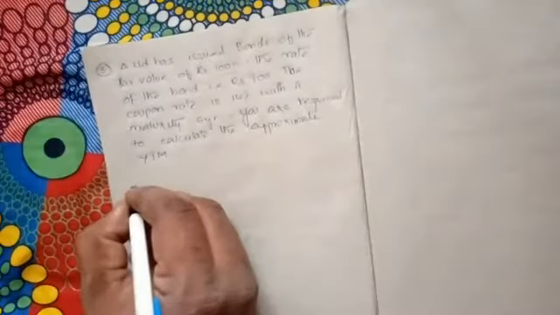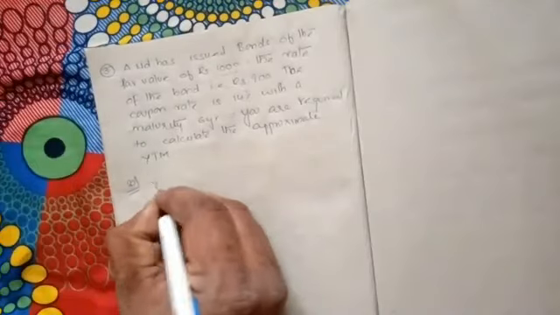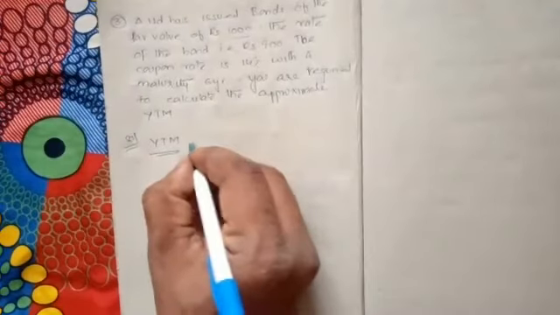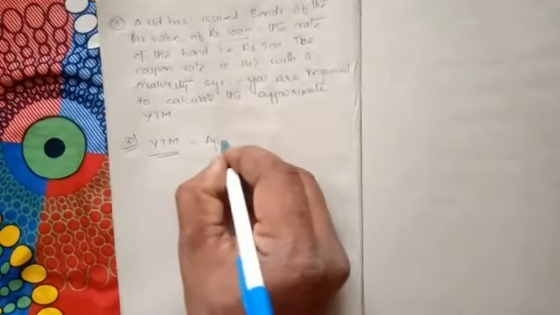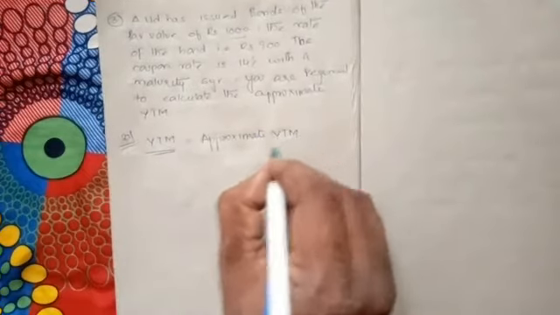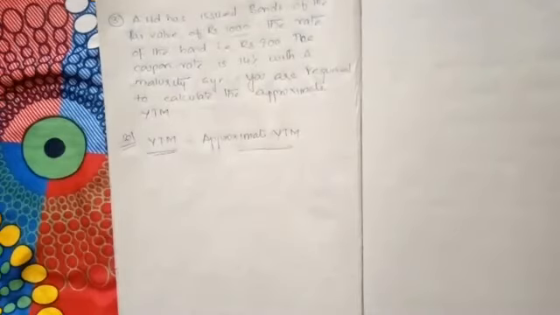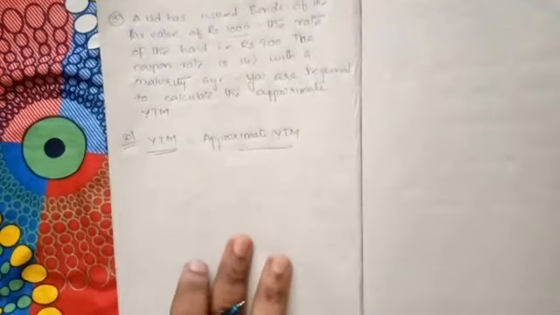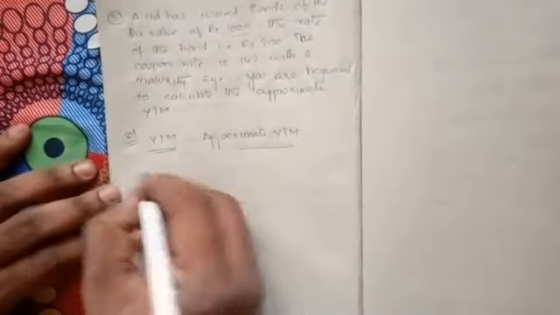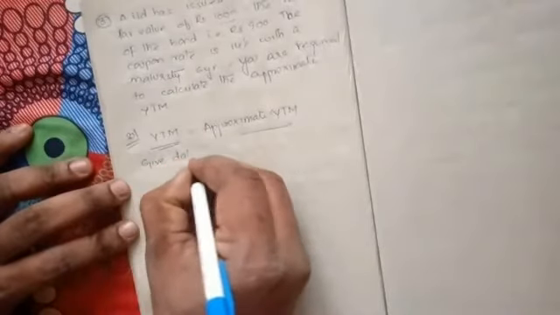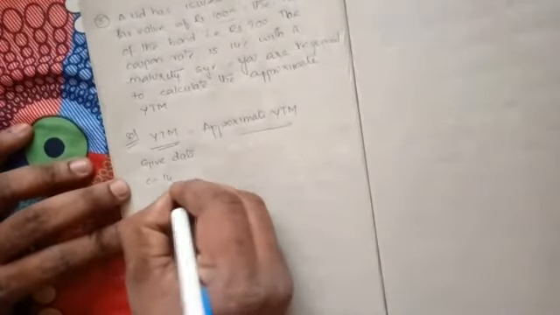So YTM stands for what? YTM stands for yield to maturity. In that, we are going to calculate the approximate YTM. We are using the formula of approximate YTM to find out the yield that we have generated by this investment. So what is the given data we have? Given data is coupon rate is 14%.